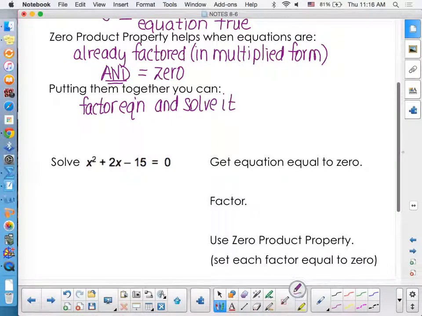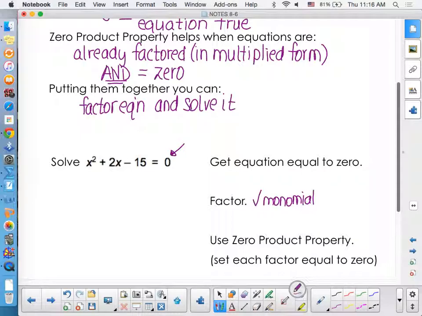So the first example you have, we have to have the equation equal to 0 in order to satisfy that first part of zero product property. Ours already is. If it wasn't, we would subtract things off of one side until we got 0. Then we want to factor. This is not monomial factoring. I can check for a common monomial because I should, but my GCF here is 1, so I move on.